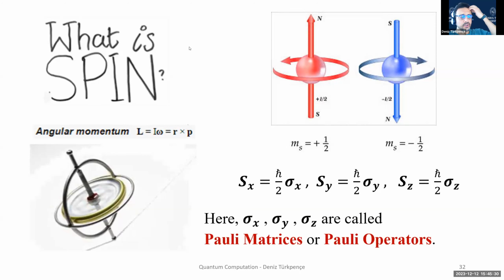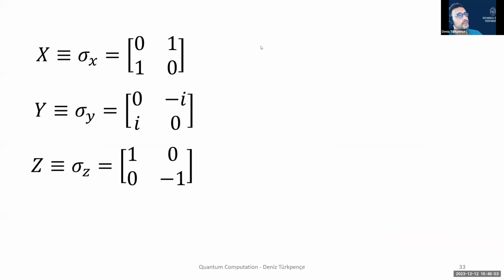So the structure of these matrices, maybe you can memorize, because if you want to deal with quantum computation, it's better to memorize them. In physics in general, physicists don't advise to memorize the formulas, but these operators are very simple and it's very useful to memorize them. So these operators are represented by these three matrices, okay?